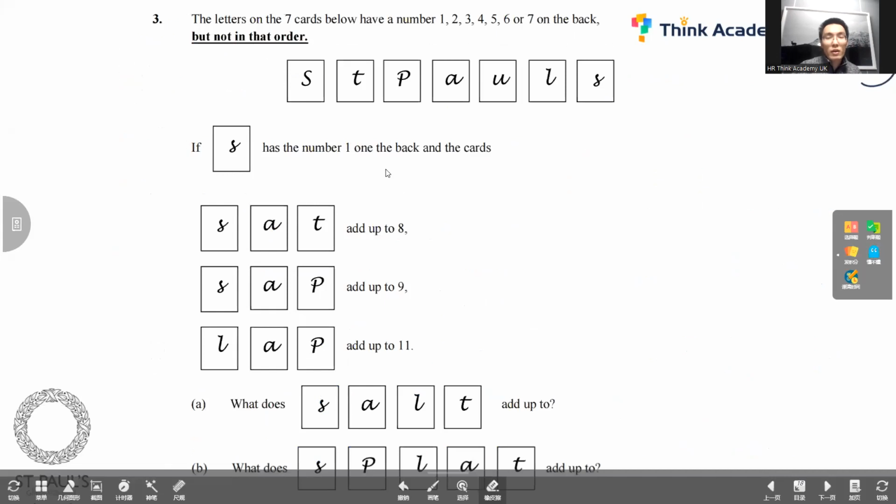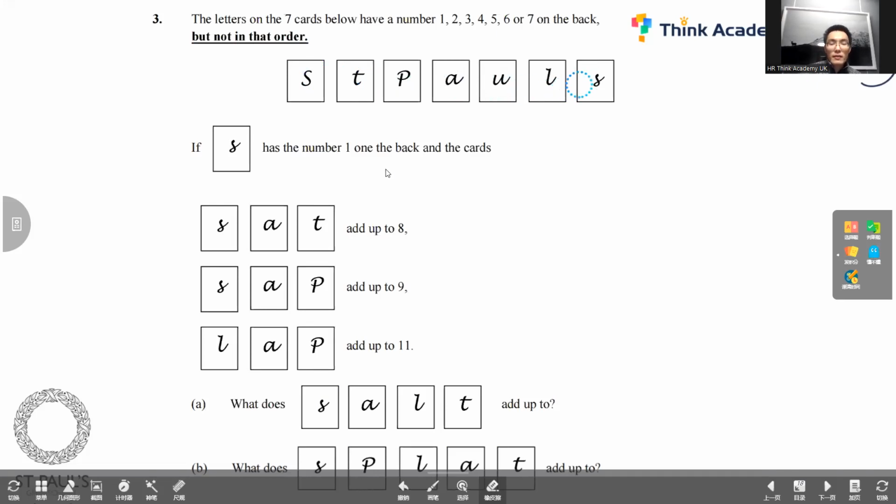Right, so we have St. Paul's. We have 7 cards: capital S, small t, capital P, and then small a, small u, small l, small s. This capital letter S won't do us any good, because the 3 conditions given in the question don't involve any capital letter S, so we don't need to look at it. They all have a number on the back from 1 to 7, but not in order, not like 1, 2, 3, 4, 5, 6, 7.